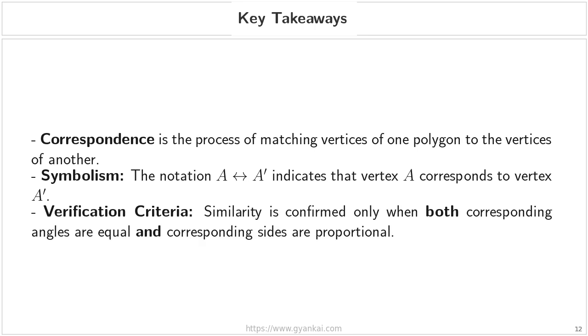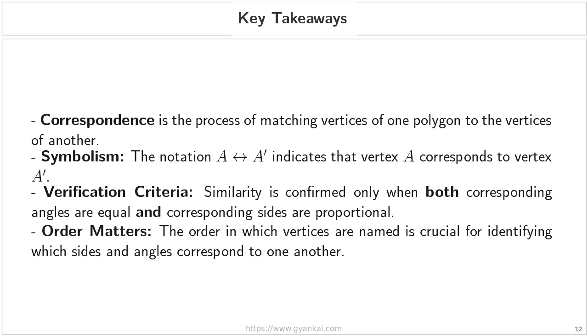Third, and perhaps most importantly, let's review our verification criteria. As we discussed when looking at the two conditions for similarity, you cannot stop halfway. Similarity is only confirmed when both conditions are met simultaneously. You must prove that all corresponding angles are equal, and you must prove that all corresponding sides are proportional. If even one of these conditions fails, the figures are not similar.